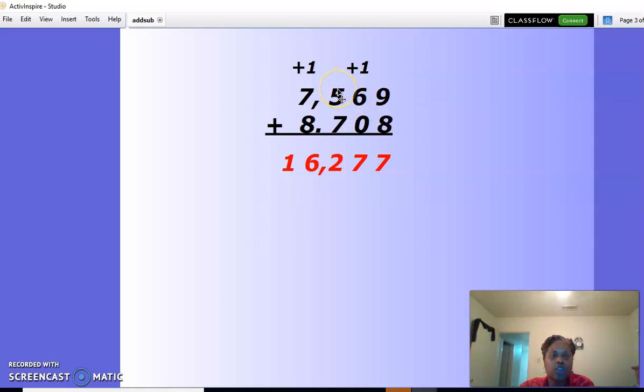We're going to move over to the hundreds place value and add 5 plus 7, which is 12. We're going to write the 2, and we're going to regroup our 1 above the thousands place value. 7 plus 8 is 15, plus 1 more is 16. Our answer is 16,277.